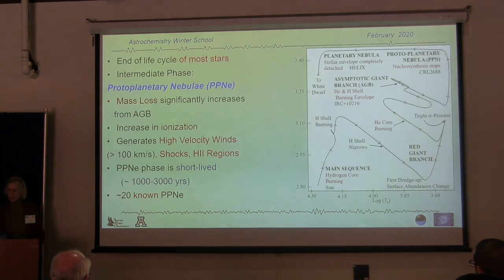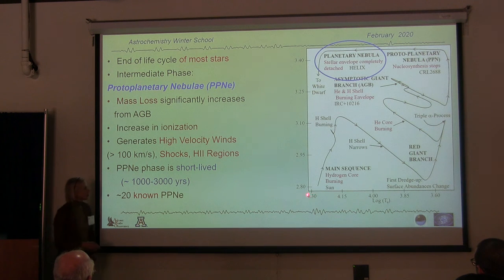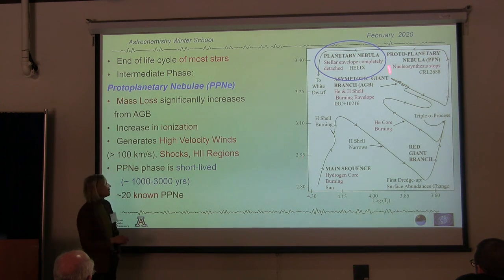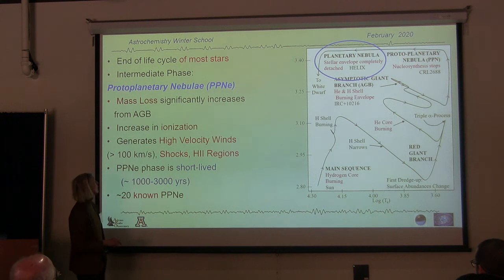So if you remember the HR diagram that I put up yesterday showing stellar evolution of most stars, that's at the very end. So main sequence, red giant branch, asymptotic giant branch. We go through a transition stage between the AGB and the planetary nebula stage called the protoplanetary nebula. I'll mention that in a moment.